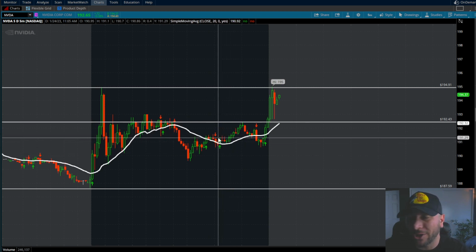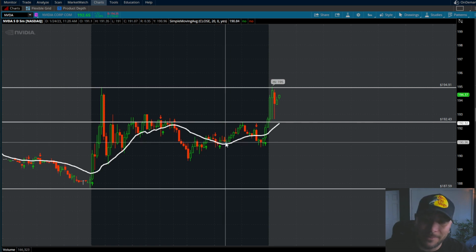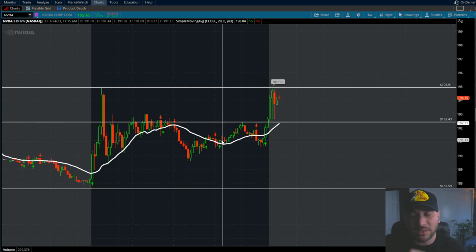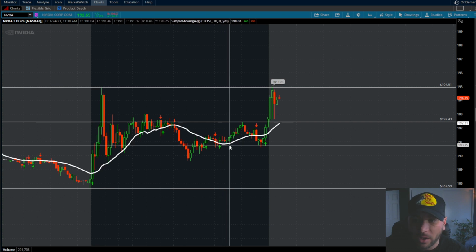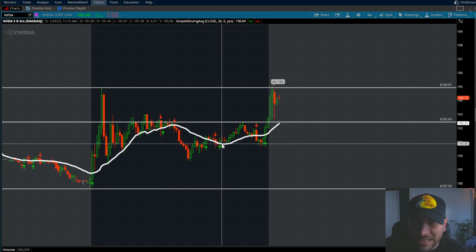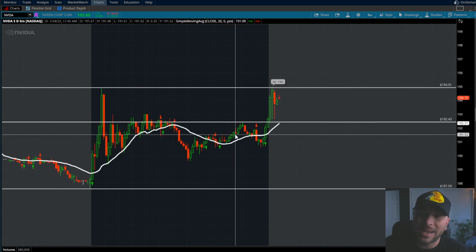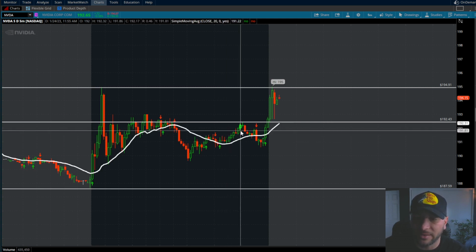it's not a setup I'm going to go max size on. It's not a setup that I'm going to look to make a big fat bag on, right? It's just something that I'm going to take because of the pure technicals. I'm going to understand my stop losses here, right? Underneath this candle and underneath this 20 SMA. And I'm just looking for that 10 to 15%, right?